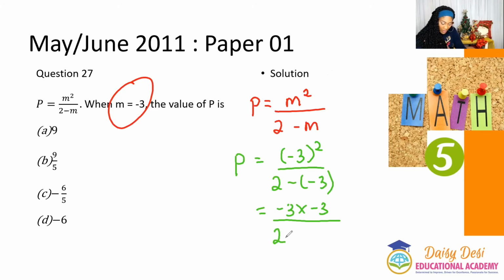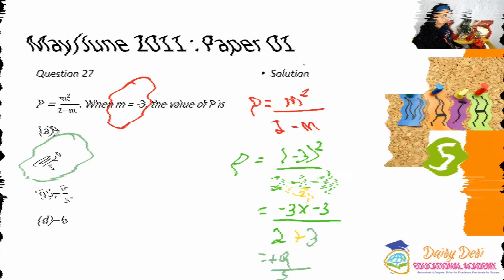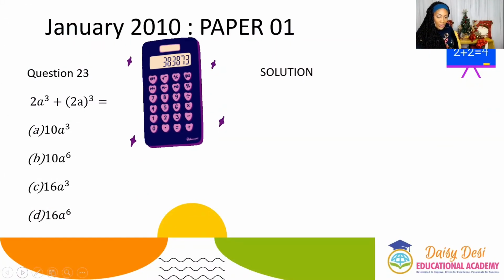Now we are simplifying. A minus and a minus is a plus, so this changes to a plus. And we have our 3. Now 3 3s are 9, and a negative is a positive. All over 2 plus 3 is 5. That's 9 over 5. B. 10 paper 1, question 23.